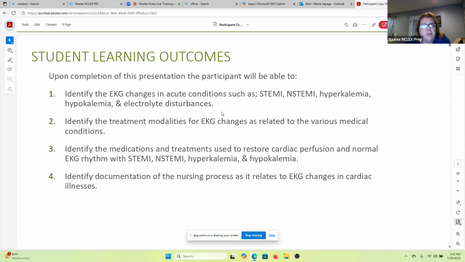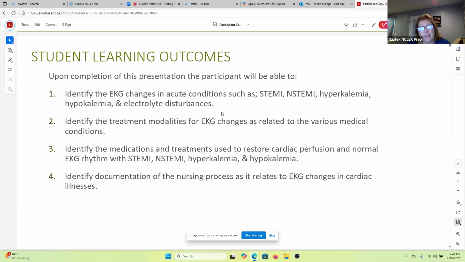Identify the EKG changes in acute conditions such as STEMI, non-STEMI, hyperkalemia, hypokalemia, and electrolyte disturbances. Identify the treatment modalities for the EKG changes as they relate to those various medical conditions, and then identify the medications and treatments that are used to restore cardiac perfusion and normal EKG rhythms when these patients have STEMIs, which are those ST elevated MIs, the acute MIs, and your non-STEMIs, which lots of times patients who present with angina type pain are considered to have, because their EKG does not show any changes immediately.